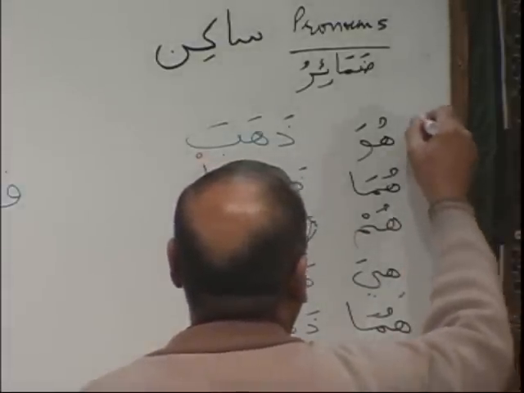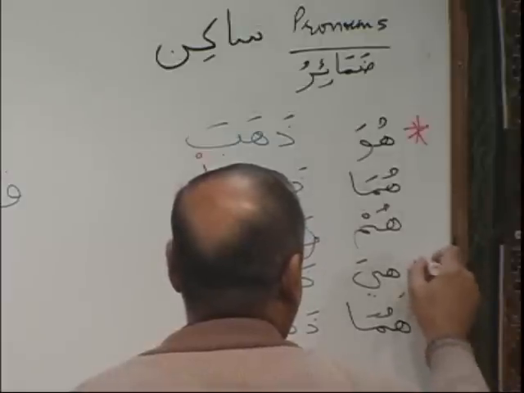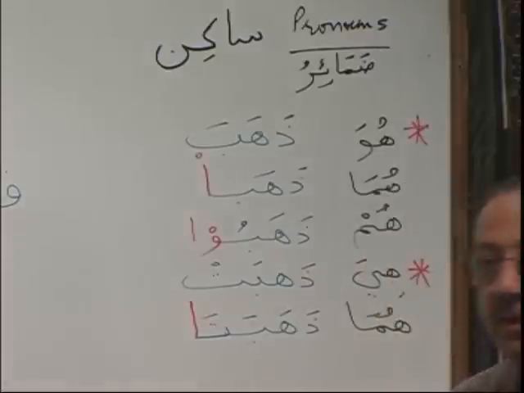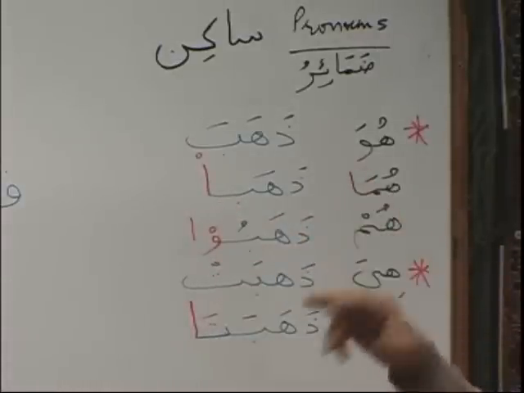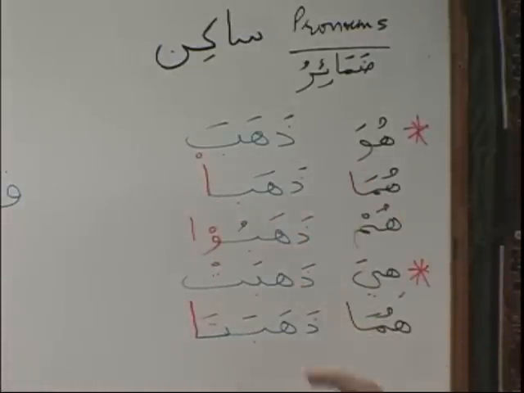I'll put a circle here. Okay. Now, where is the fa'il here? Alif. You know it, huh? Where is the fa'il here? Waw. Where is the fa'il here? Ta. What is on them?